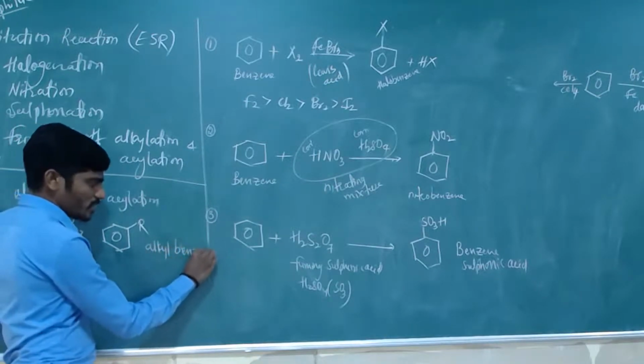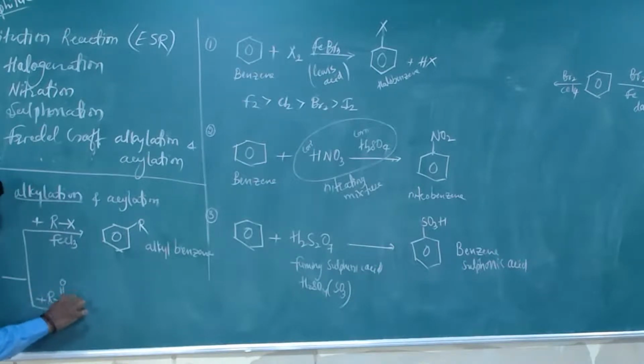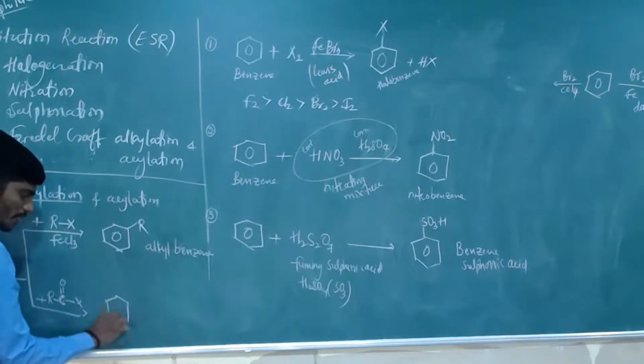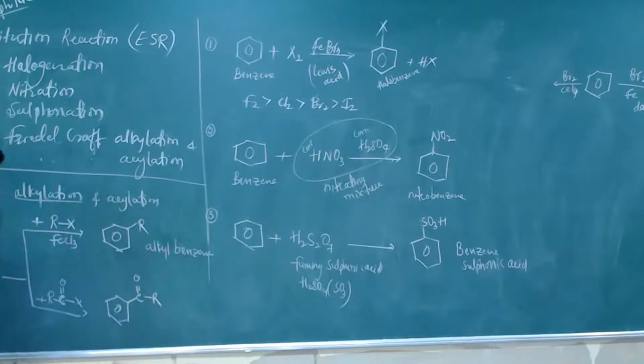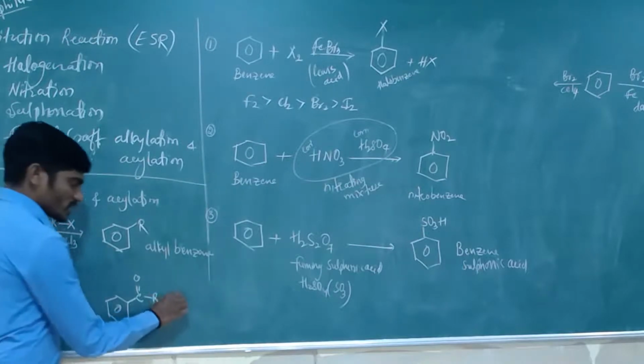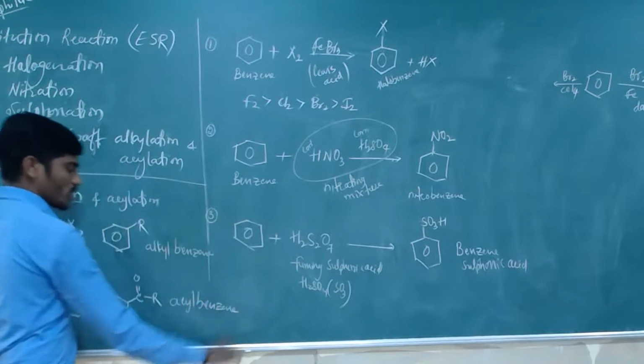Alkyl benzene: the R group is substituted. If the same benzene reacts with RCOX, an acid chloride or acyl chloride, then this COR group will be added to the benzene. Benzene with COR is acyl benzene. The common name is acyl benzene. Acyl benzene is produced.